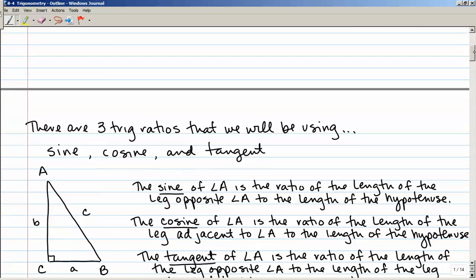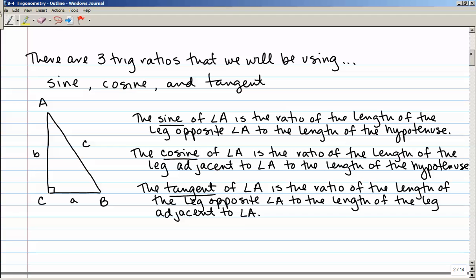So we're going to be looking at fractions created by the measures of the lengths of the sides of a right triangle. There are three trig ratios that we will be using. They're called sine, cosine, and tangent. The sine of angle A is the ratio of the length of the leg opposite angle A to the length of the hypotenuse. Sine is the leg opposite over the hypotenuse. The cosine of angle A is the ratio of the length of the leg adjacent to angle A and the length of the hypotenuse. And the tangent of angle A is the ratio of the length of the leg opposite angle A to the length of the leg adjacent to angle A.